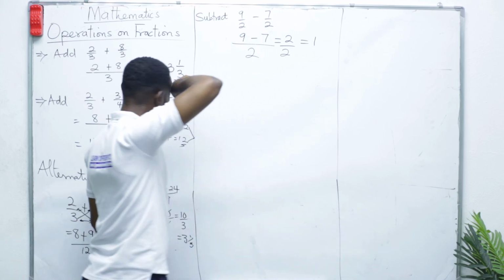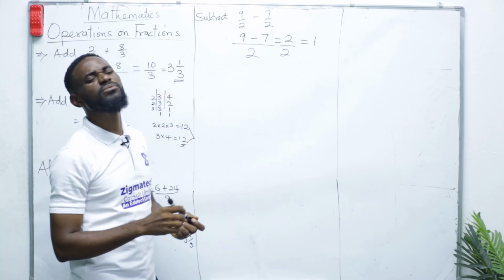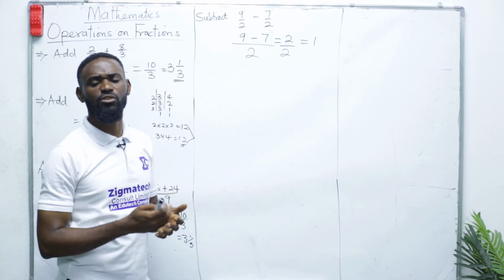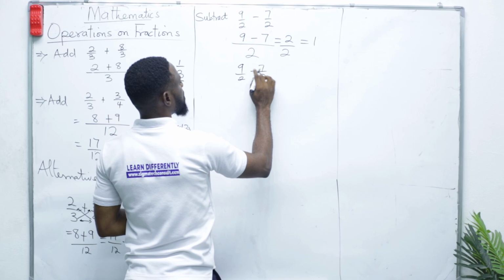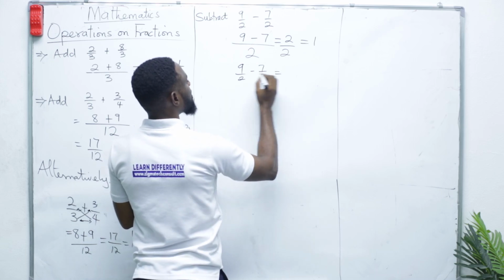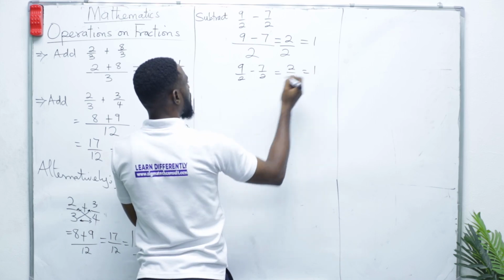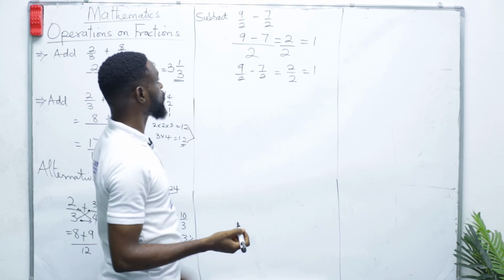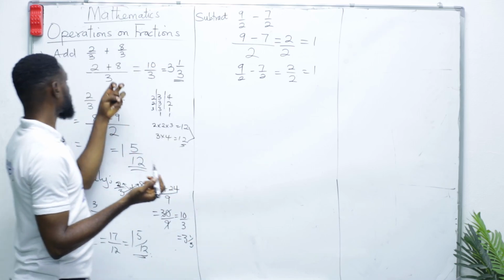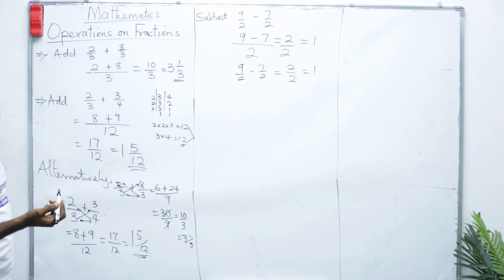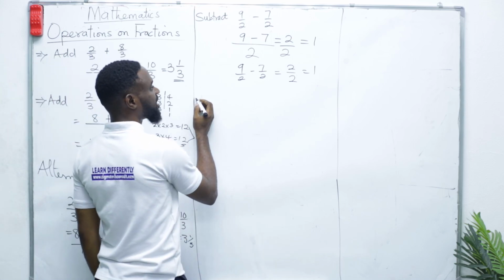Do you understand? Now, you see this thing I did here, drawing this line, putting 2, there may be even no need for that. Once they have the same denominator, like 9 over 2 minus 7 over 2, there's no point doing all that. Just know that this will be 9 minus 7 is 2, and just bring that 2 out. Okay, so that is what you do once they have the same denominator. Same thing applies to addition.